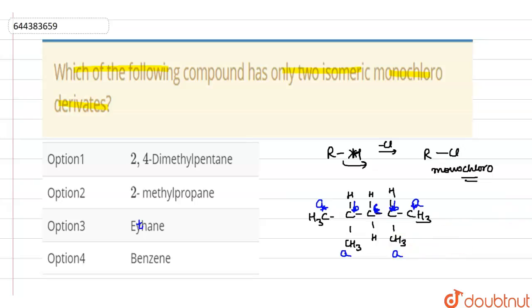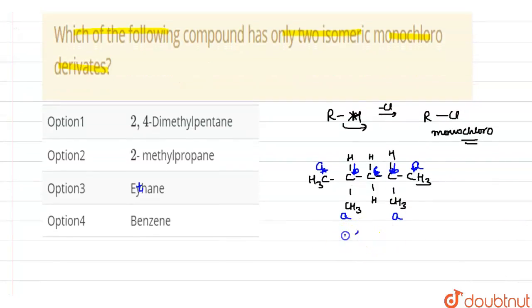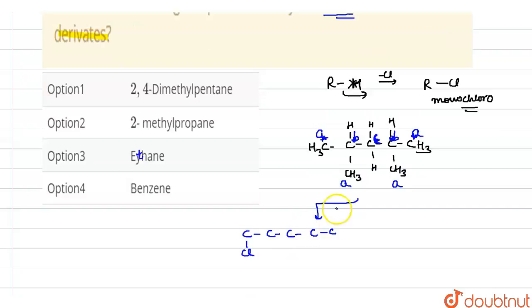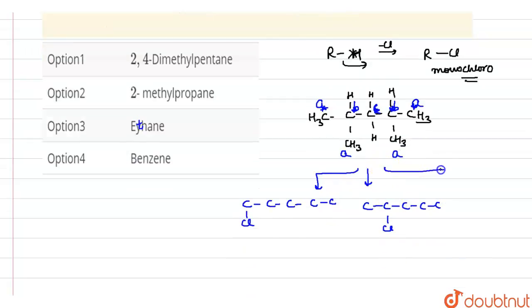When we add chlorine here, more than two isomeric forms can be formed because there are three types of carbons. If we substitute chlorine on the first, this result is formed. If we substitute chlorine on the second carbon, this chloro derivative is formed. If we substitute chlorine on the third carbon, this type of derivative is formed. That means more than two monochloro derivatives are possible here, so this is not the answer.